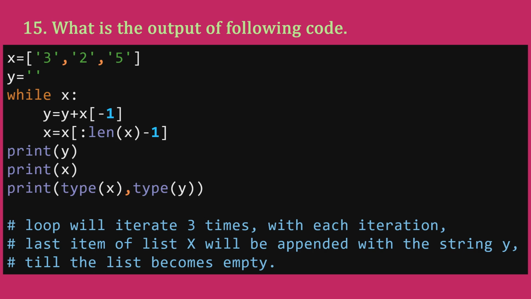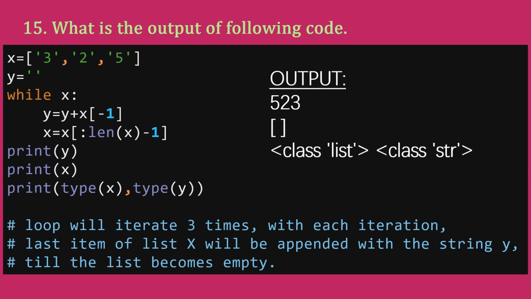So by the end of the loop, what we will find? Y will be having all the values from the list X in reverse order, that is 532 in the form of a string, because Y is a string type of object. Now X will become one empty list. At the end of the loop, X has become empty. Now if you print type of X and type of Y, then you'll get type of X is obviously list type and Y is of a string type.